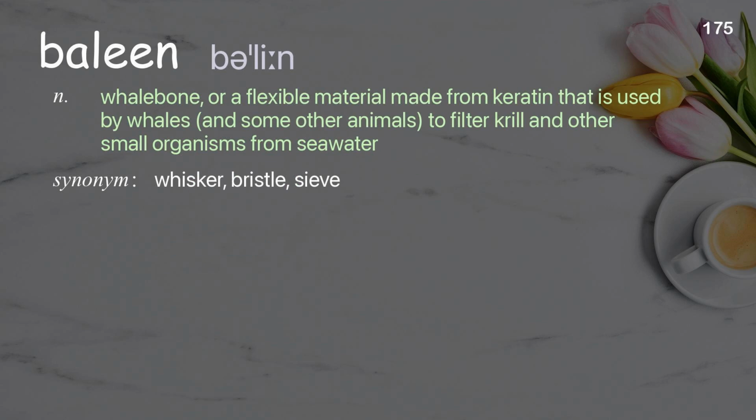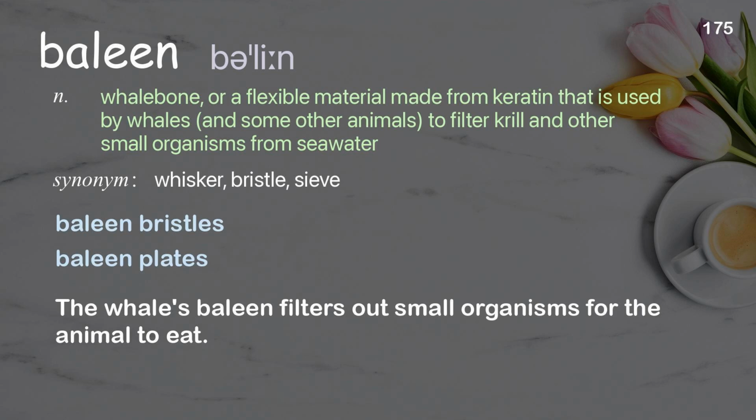Baleen. Whalebone, or a flexible material made from keratin that is used by whales, and some other animals, to filter krill and other small organisms from seawater. Examples: Baleen bristles. Baleen plates. The whale's baleen filters out small organisms for the animal to eat.